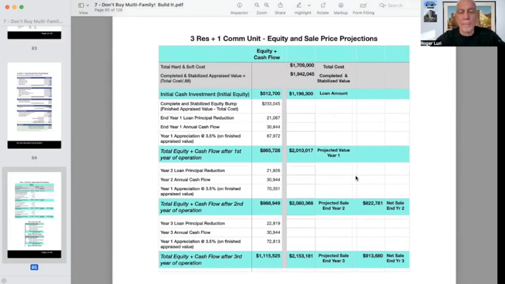Okay. Now, again, our total hard and soft costs is $1,709,000, same number. And in this case, I've got a completed and stabilized appraised value. What I've done is I've taken this $1,709,000 and divided by 0.88. In other words, I'm saying that when the building is complete and leased up, it's going to be worth 12% more than my cost to build it, the total cost. And that gives me this number, $1,942,000.